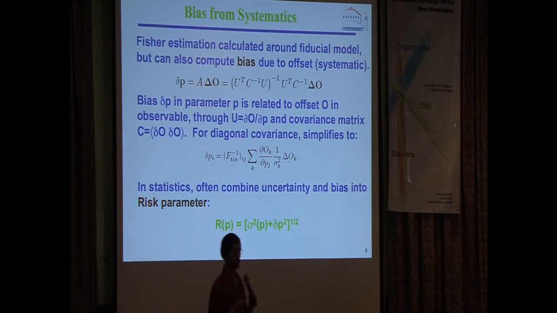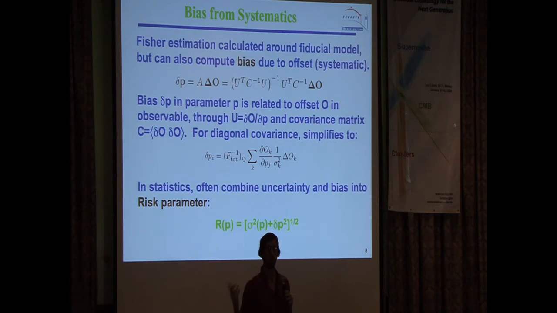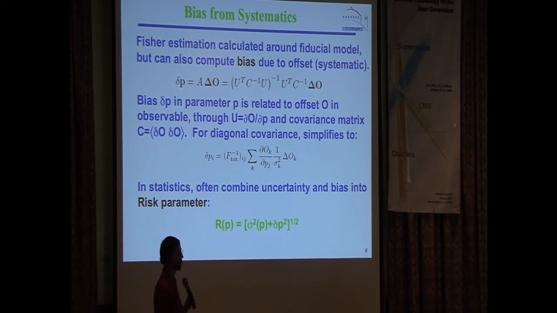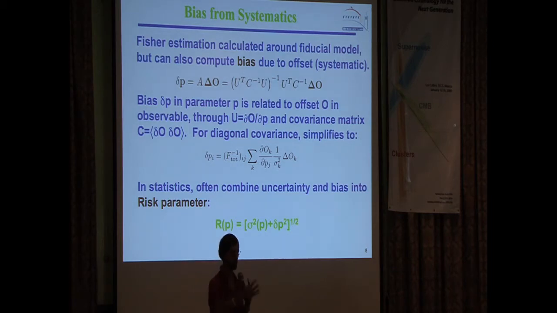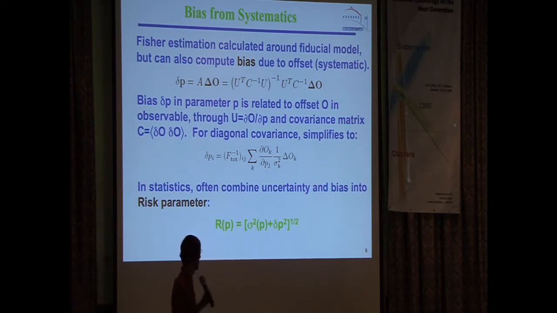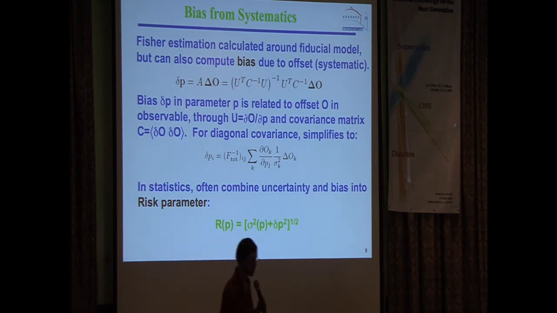Because you have both dispersions and offsets, it's often convenient to combine them together. And in statistics, there's a particular parameter called the risk parameter, which combines them in this quadratic way. You're summing in quadrature the error due to the fact that your data is not perfect, it's fuzzy, and also the error due to the fact that your data may be offset, may actually be wrong in some way. And so you'll often see papers talking about this risk parameter.